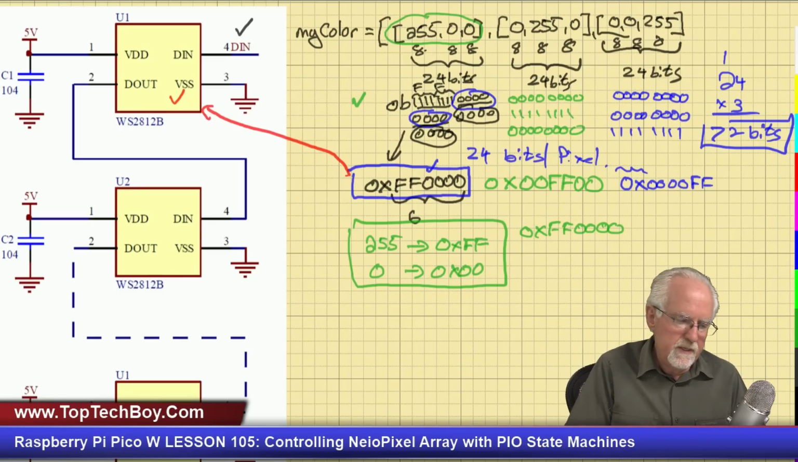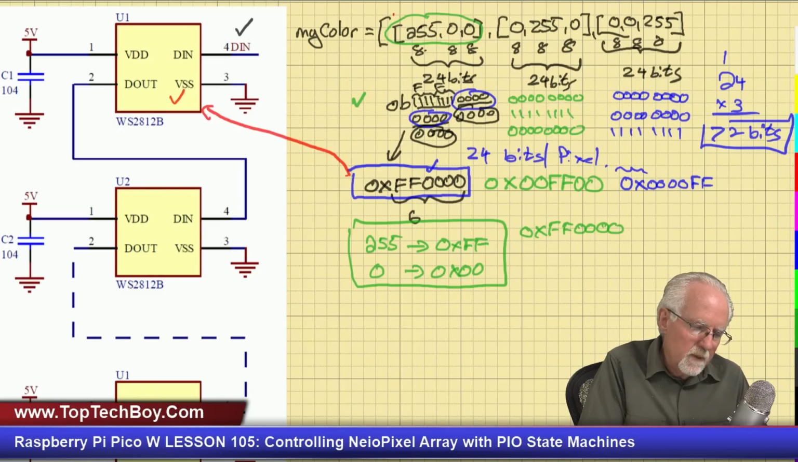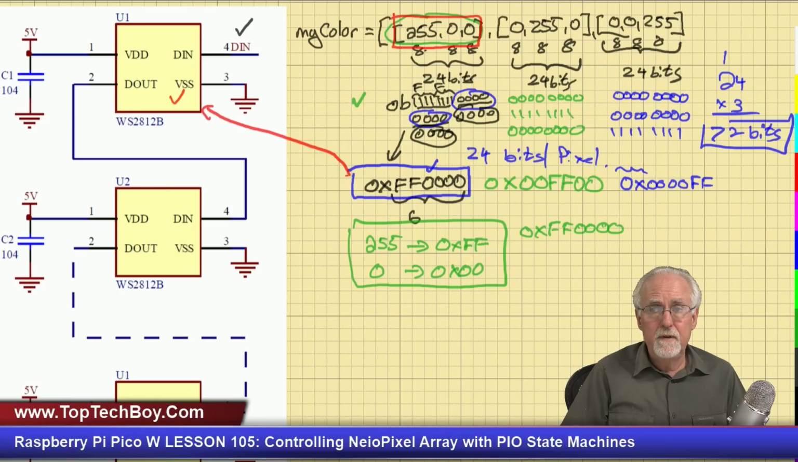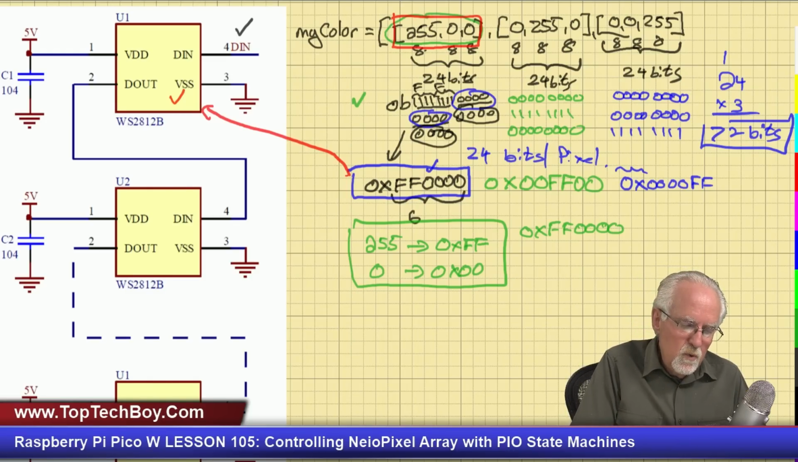That would be really easy. But what is the problem? The problem is I don't have hexadecimal. I have 255. Now it knows that 255 is 0xFF, and 0 is 0x00. But how do I combine the 255, the 0, and the 0 to get this?